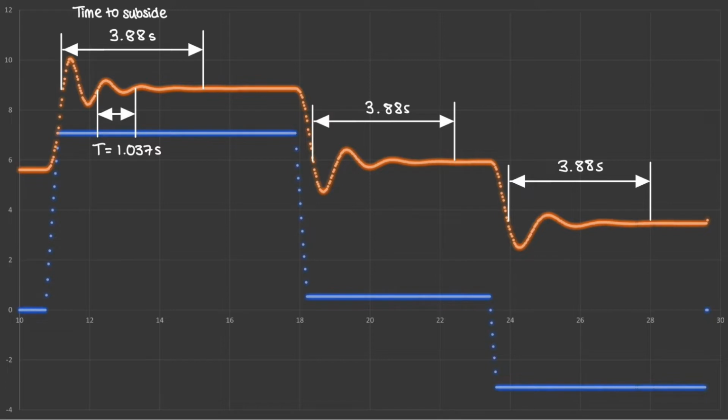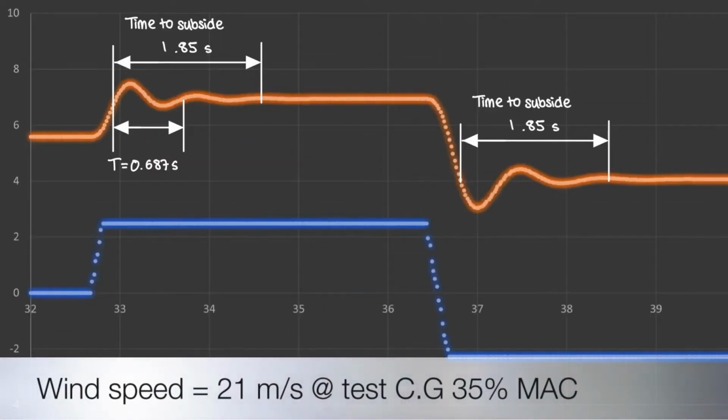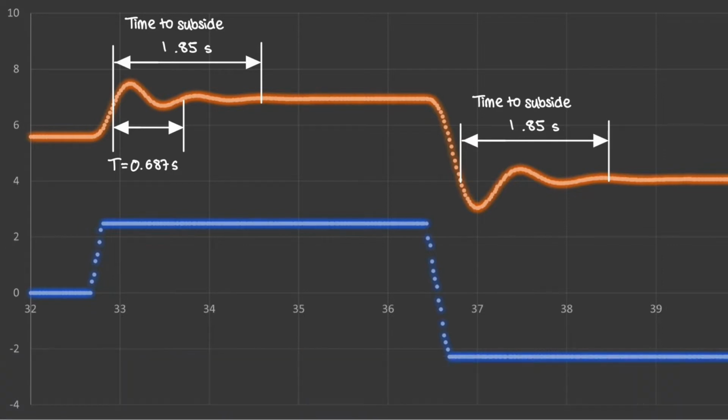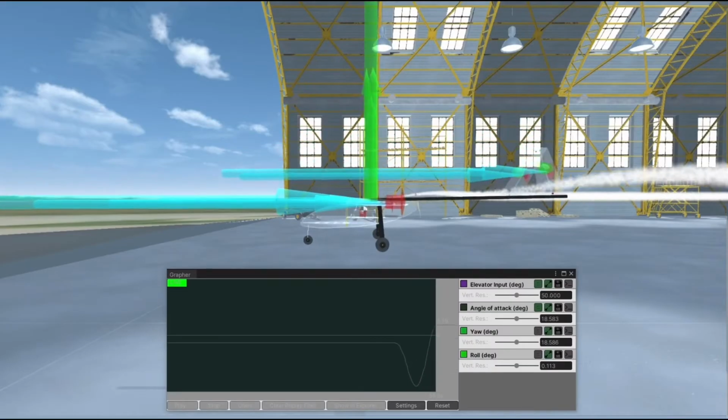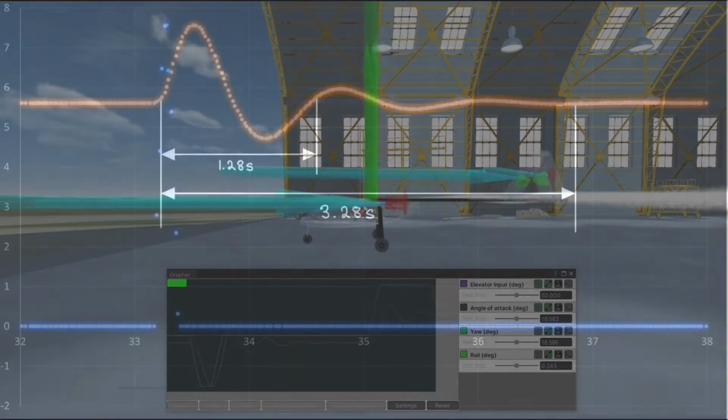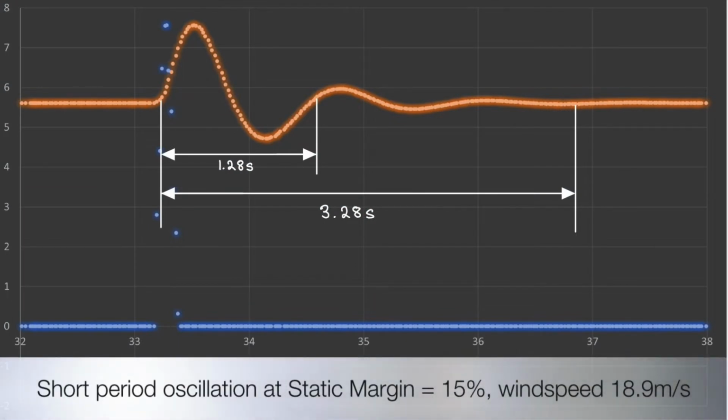But how is this relevant? If we compare this to the same test at wind speed of 21 meters per second, the time to subside is 1.85 seconds and the damping ratio is 0.371. This means that at higher wind speeds the aircraft is more responsive to elevator input and reaches the stable angle of attack faster. The short period shows how the aircraft responds to sudden changes in pitch. Here the damping ratio is 0.455.